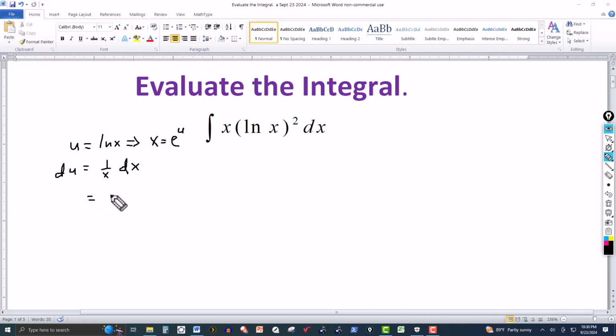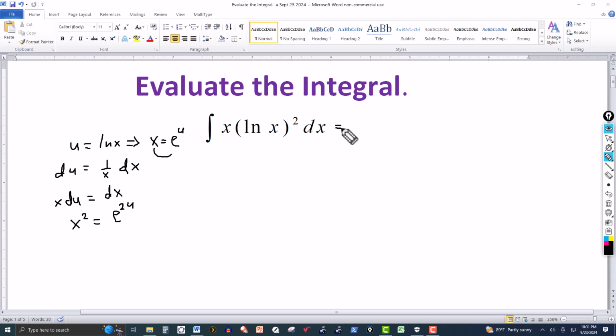Then I'm going to multiply through by x here. dx will then equal x du. I'm also going to need an x squared here. I want everything in terms of u. So if I square both sides of this right here, I'll get an x squared. If I square this side, e to the u taken to the second power, you multiply the exponent, so this will be e to the 2u.